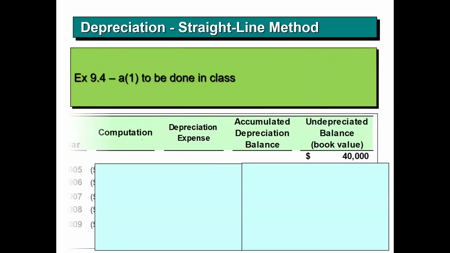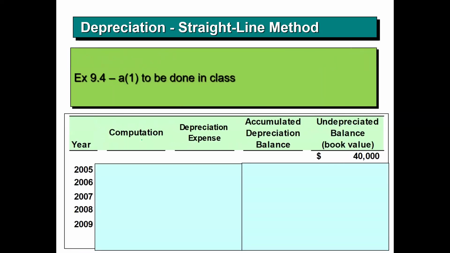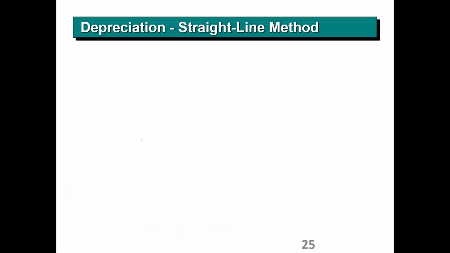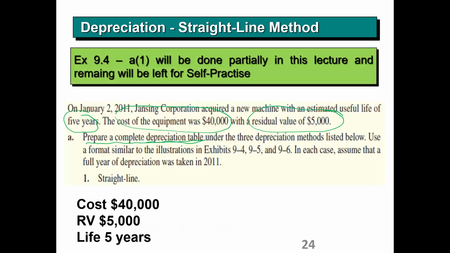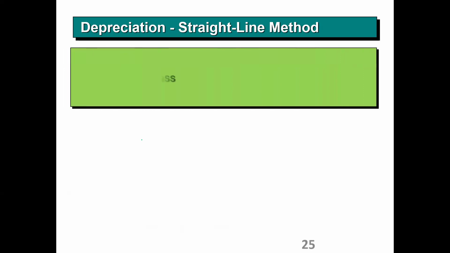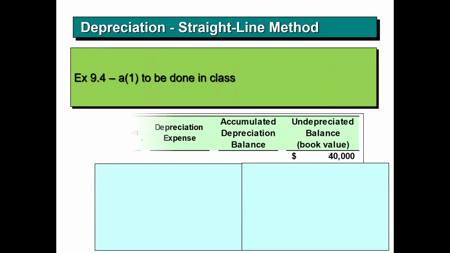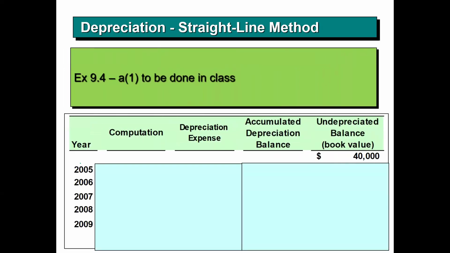What we have done in the previous example is we have 2011 as the first year. So in here, what we'll do is we'll have 2011 here. We have 40,000, which is the cost. So 40,000 minus 5,000 divided by 5, which gives us 7,000 as depreciation expense.